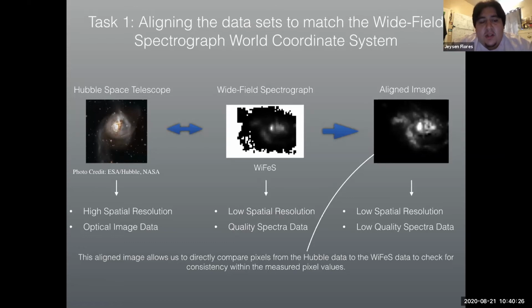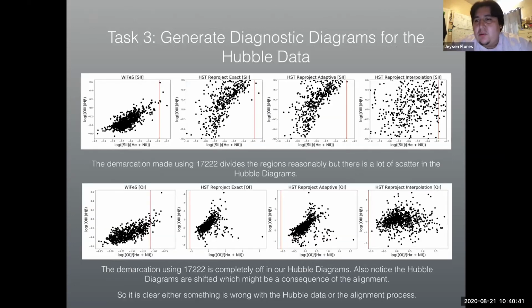We need to check whether or not the pixel values changed or stayed consistent along the way. So now that we have aligned these two images, we can generate these diagnostic diagrams using the Hubble data. And to my surprise, we found that there's a huge amount of spread in the H beta region, and a huge amount of shift in the oxygen 1 region and the H alpha plus N2 region, sorry.